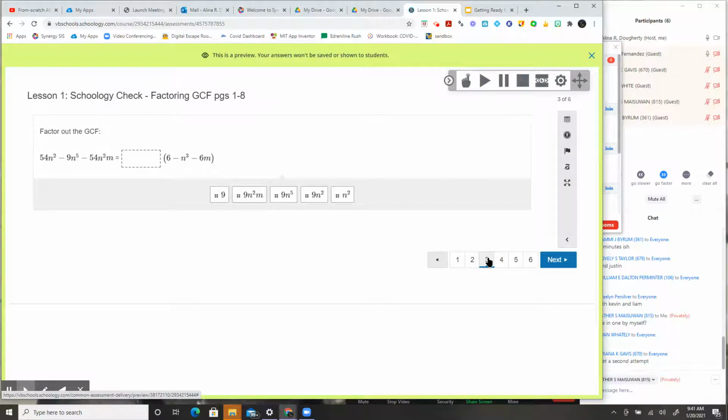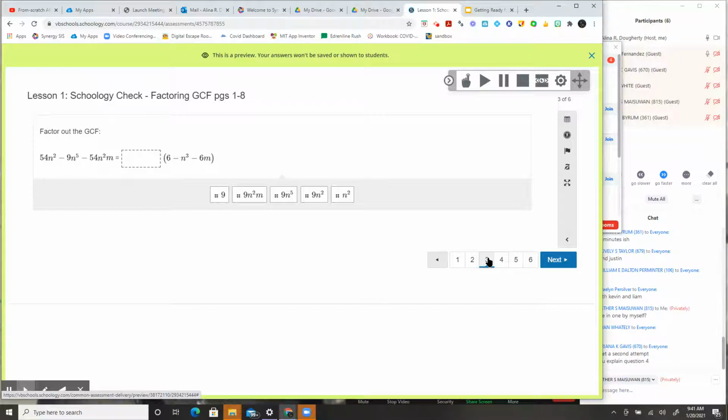So what about question number 3? What number can I take out of 54, 9, and 54? 9, for sure. Can I take out any letters? Are there any letters in all 3 terms? N. And what's the smallest exponent for all of the n terms? 2. So I want to take out 9n squared. Then you must have gotten that one right.